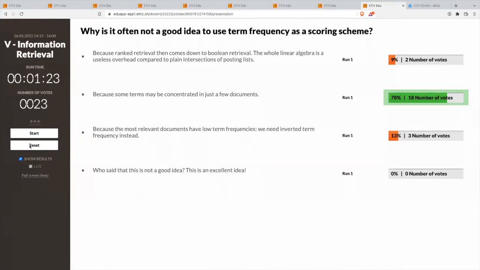The rank retrieval comes down to Boolean retrieval. The linear algebra is a useless overhead, and so on, that's just made up. And the most relevant documents have low term frequencies. We need inverted term frequency instead. No, that doesn't exist. It's inverted document frequency that we looked at. And there are actually people who still, as I showed you last time, there are flavors for the weights in the vectors, and people who really want to use the term frequencies without any inverted document frequency, they can. There's a possibility to do it, but it's just often not a good idea.